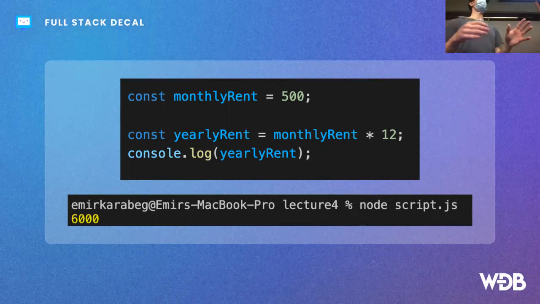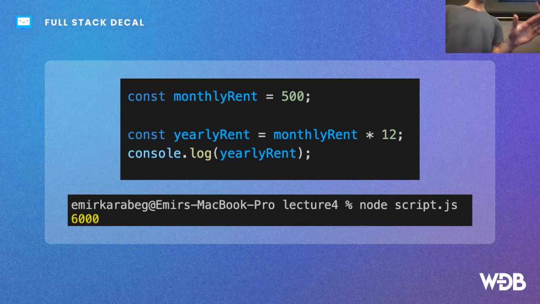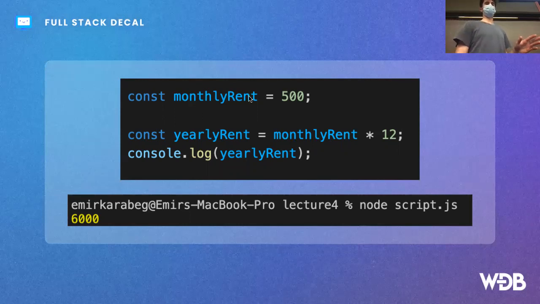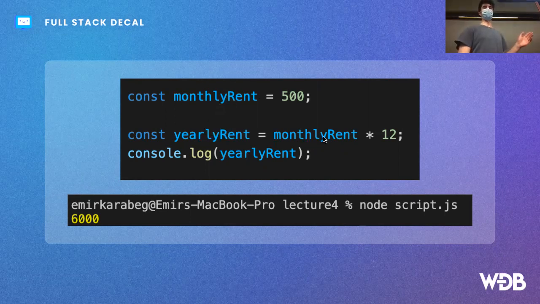And there's also notes in the content about how it's related. But if you look at something here, I'm just going to explain the very basics of JavaScript. Essentially, we're declaring some variable monthly rent. And then we're also doing some yearly rent here. And we're multiplying monthly rent by 12.